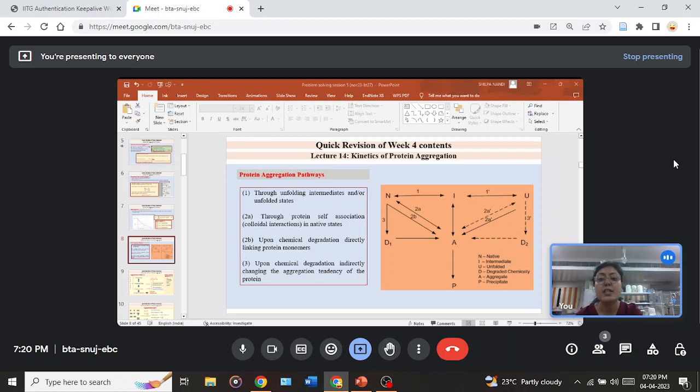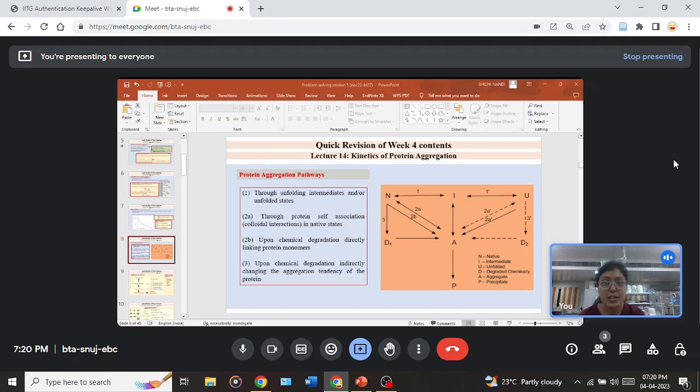So the first one is through unfolding intermediates or unfolded states. Number 1, you can see, converts a native protein to an intermediate protein. In the figure you can see that N converts to I, and this is probably a reversible one, and 1 is given there. So this is the first pathway, that is through unfolding intermediate and or unfolded state.